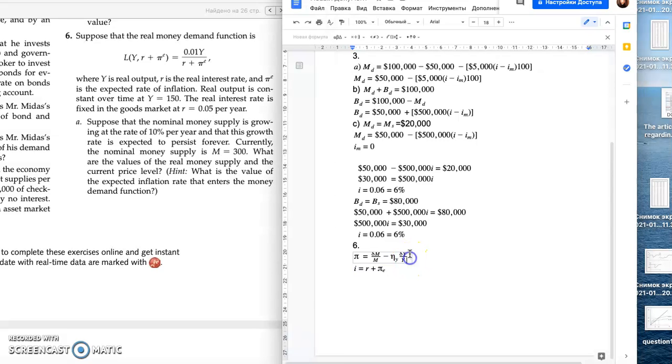Assuming that the growth rate of nominal money supply and the real income are constant over time, the expected growth rates of nominal money supply and real income equal their current growth rates, and our expected inflation rate is equal to the current inflation rate. The current growth rate of nominal money supply is 10%.